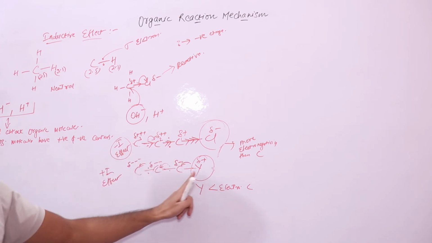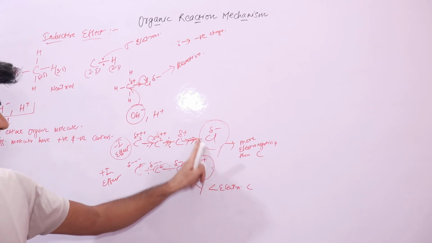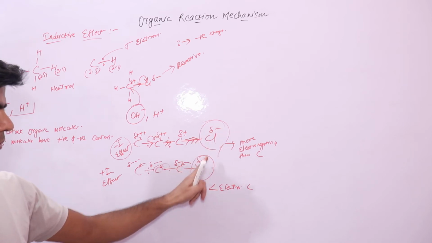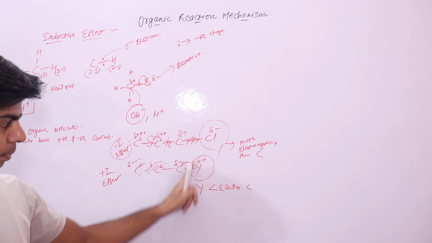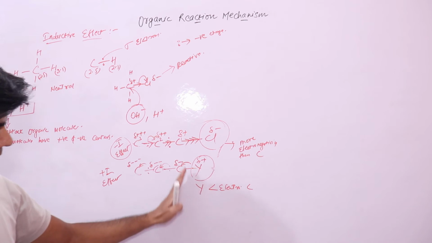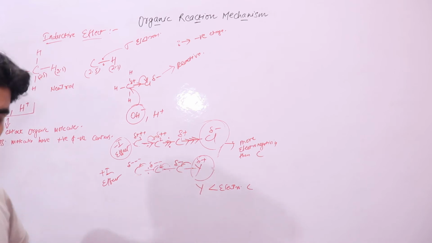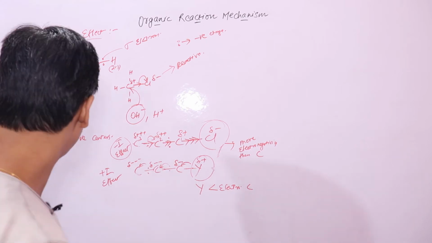As you move away from the electropositive group, as you move away from this hetero group, this is a different group, right? The charge will keep on diminishing or decreasing, right? Now let's quickly look into some of the applications of inductive effect.